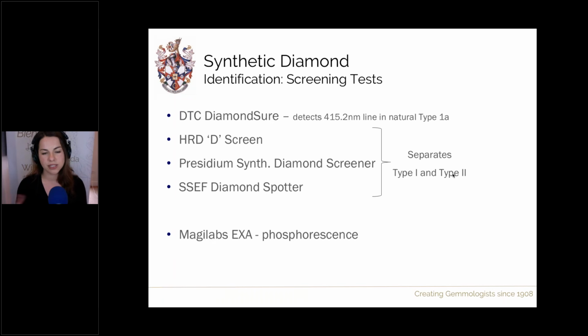Another piece of equipment that can be classed as a screening test, and I also classed it as an advanced test because it does both, is the Magilabs EXA. This tests phosphorescence, so whether a stone phosphoresces after exposure to shortwave. There is a setting on it that can just pass the natural or refer for synthetic. So a really, really handy tool, even if you don't know how to use the advanced equipment.